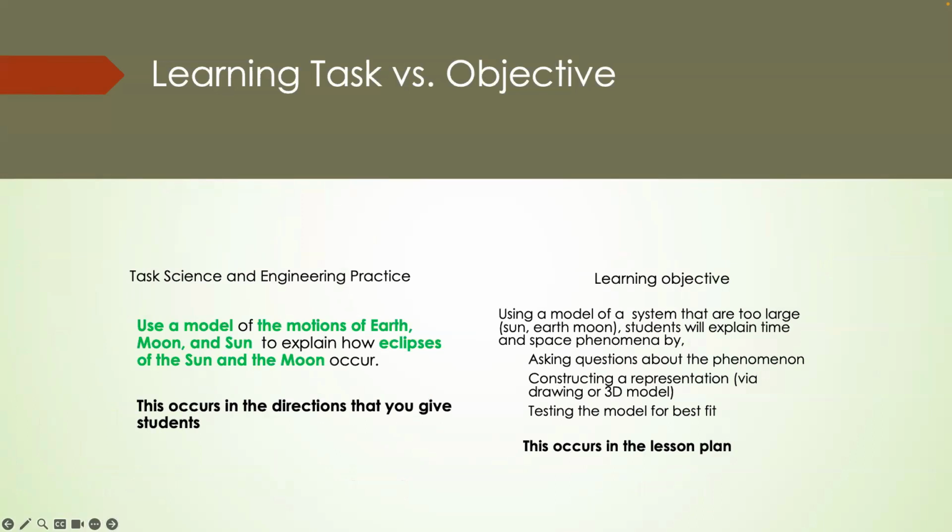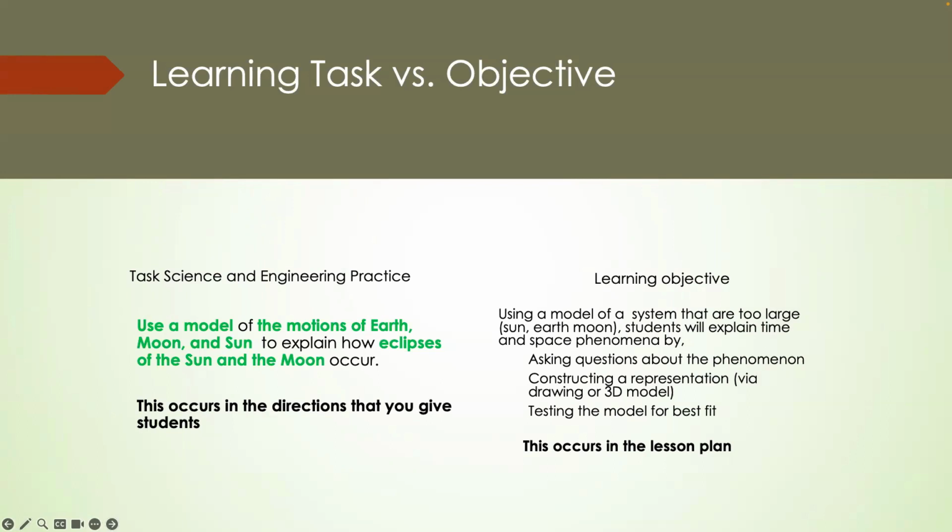Learning tasks versus objectives. I think it is important to point out that there are two parts of prepping for lesson level performance. One, of course, is the learning objective, and the other is the instructions that you will be giving the students. In our Earth and space example, here's the task given to the students. Use a model of the motions of Earth, Moon, and Sun to explain how eclipses of the sun and the moon occur, right? This is what they're going to see in their instructions.